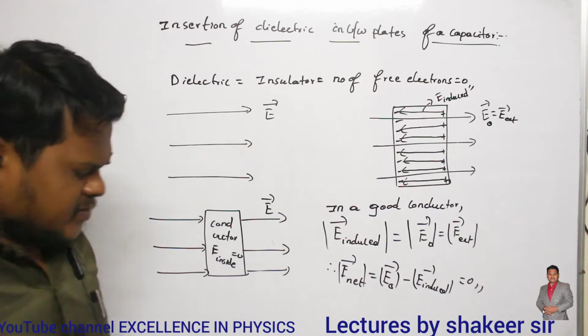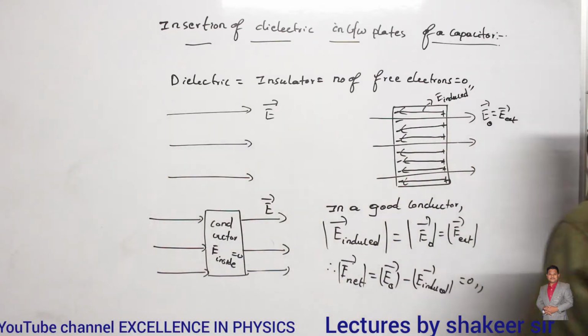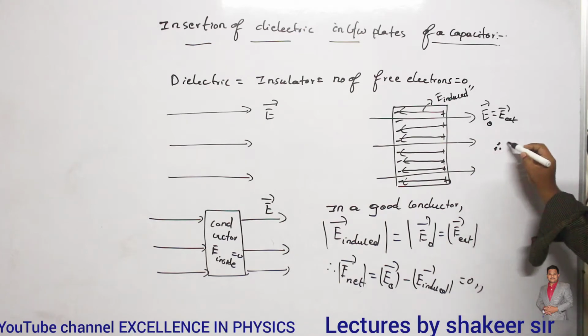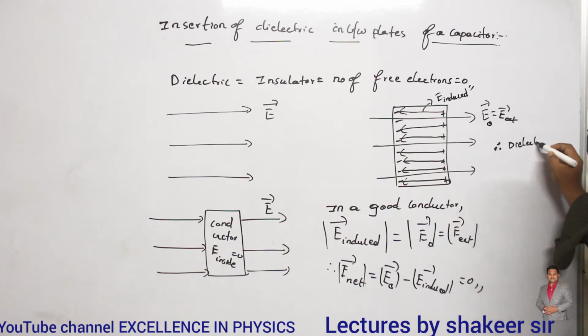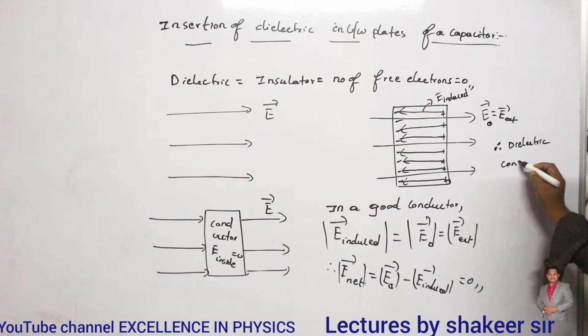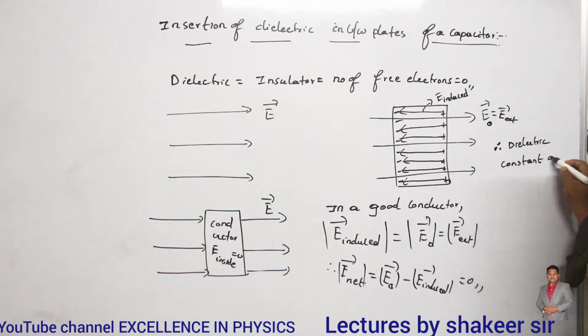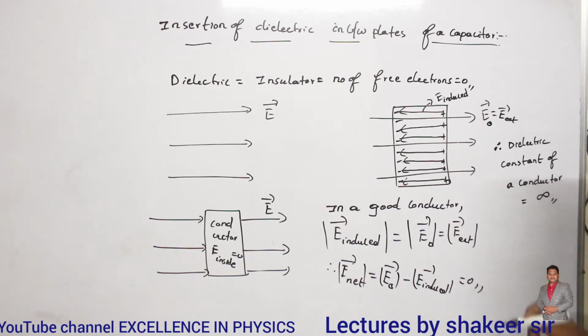Are you able to understand? Therefore, I say that the dielectric constant of a conductor is infinite. This is what I say.